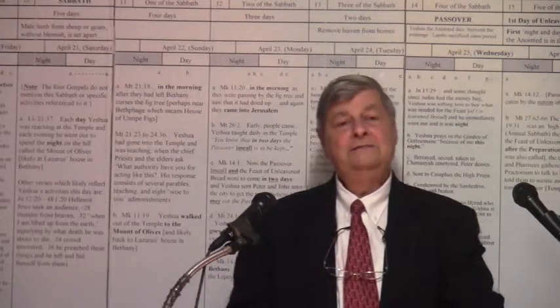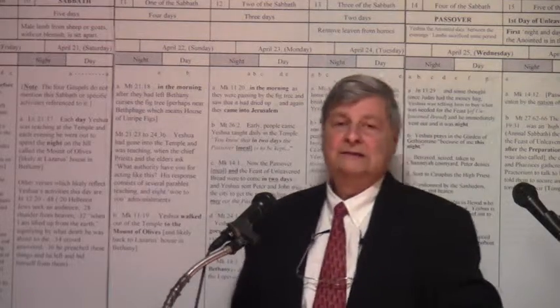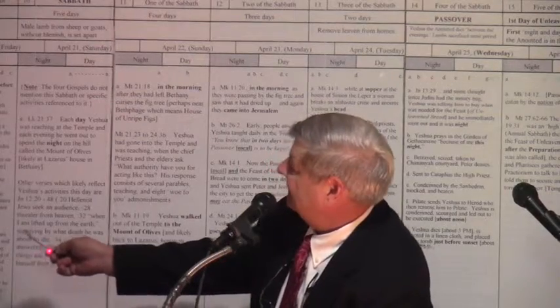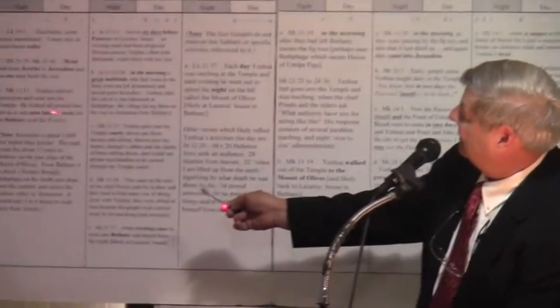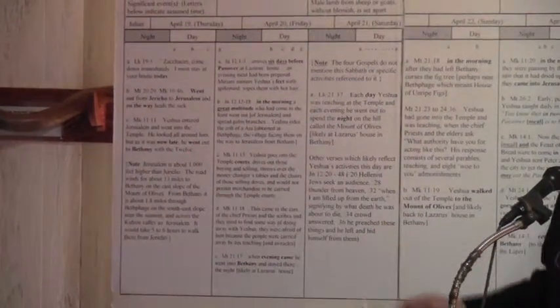Well, he leaves and he goes across the Kidron Valley, and let's see where he stays. Yeshua entered Jerusalem, went to the temple, he looked all around. But as it was now late, he went out to Bethany with the 12. Bethany's up on the top of the Mount of Olives, which is across the Kidron Valley from Jerusalem, from the gates.